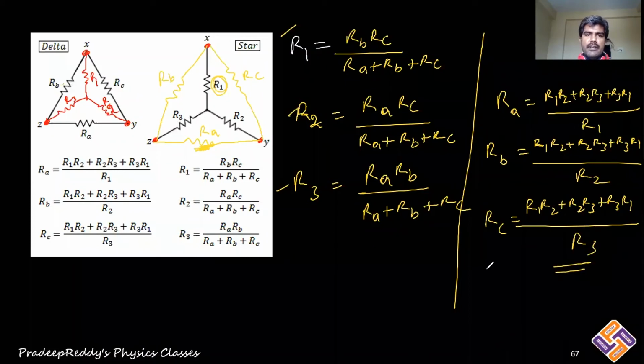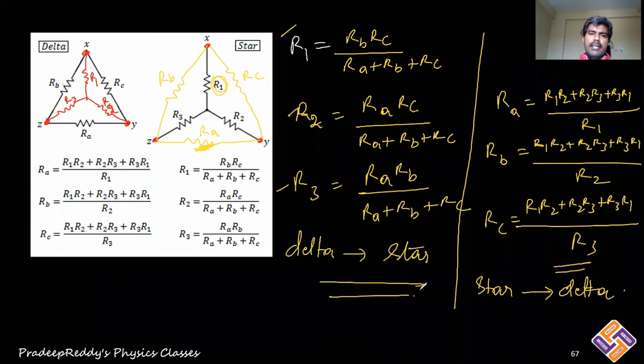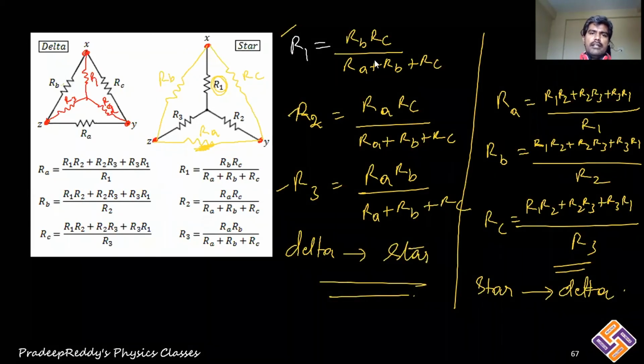Right? This is star to delta. And this is delta to star. So this is the way you can convert star to delta and delta to star based on the condition in the problem. You can use any of these conversions to solve that particular problem.